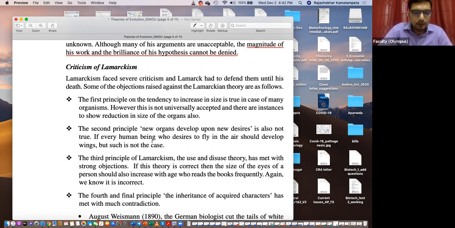First principle, on the tendency to increase in size, is true in case of many organisms. However, this is not universally accepted, and there are instances to show reduction in size of the organ also. So an organ doesn't have to always increase. There were times organs decreased as well. So this concept of increasing size that he was talking about is not necessarily true.